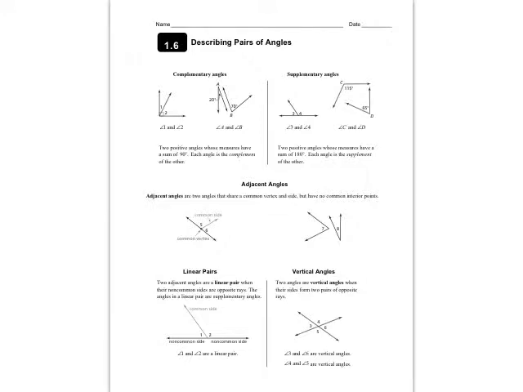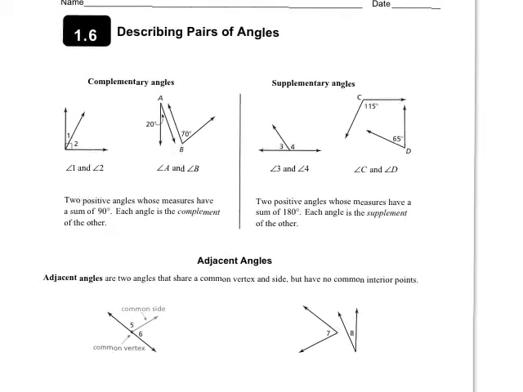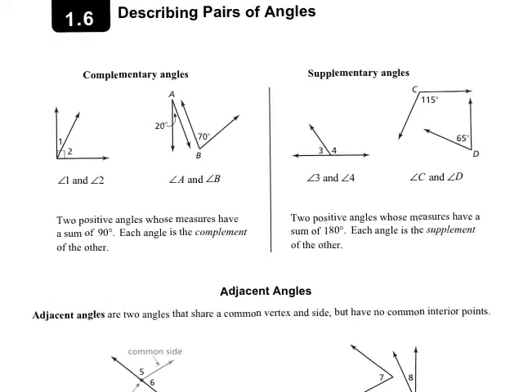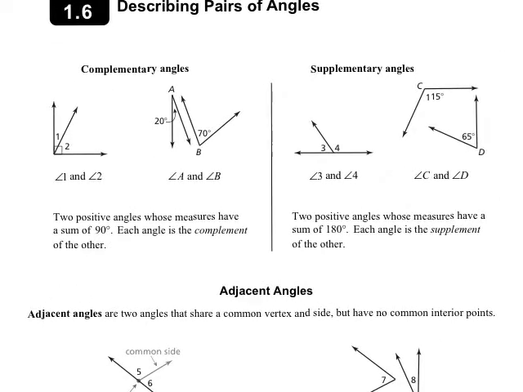Okay, so 1.6 just adds some special names in there, so we have to know what the special names mean. Okay, so we look at complementary angles. Complementary angles are two angles that add up to a sum of 90. It tells you that down here.